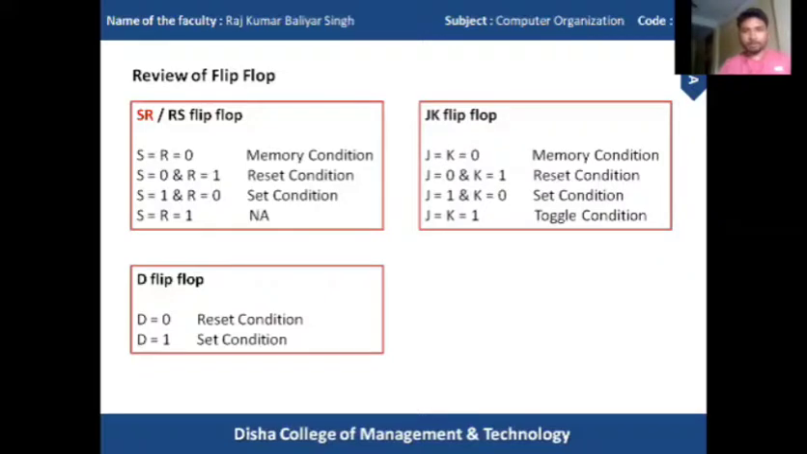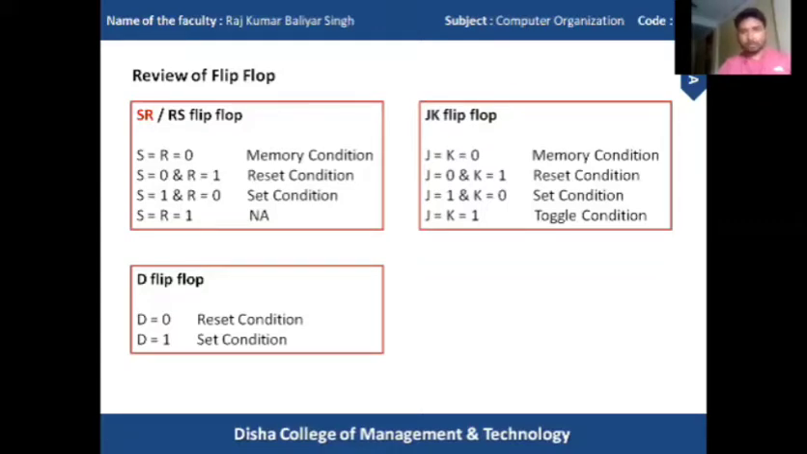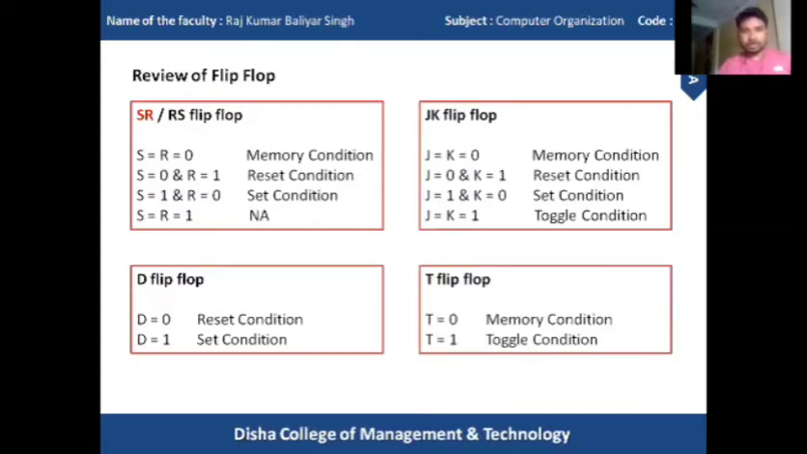In JK flip-flop also we are getting four different kinds of conditions, but if we compare SR flip-flop with JK flip-flop, all are the same except the last one. When J equals K equals 1, we are getting the toggle condition. But in case of SR flip-flop, when S equals R equals 1, we are getting the not applicable condition. Here we can say that the not applicable condition of SR flip-flop can be removed or eliminated in JK flip-flop.